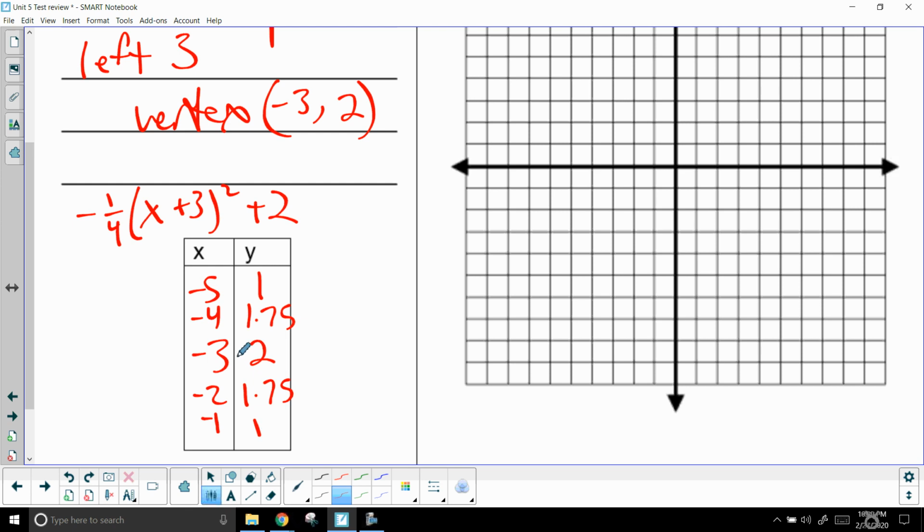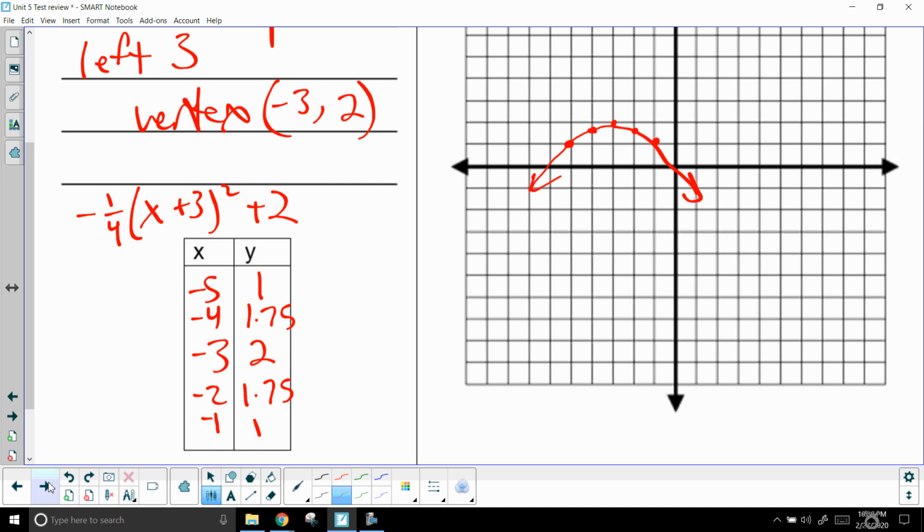So, go ahead and plot those. Negative 5, 1, 2, 3, 4, 5. Up 1. It's just up 1. There we go. Go back 4. 1, 2, 3, 4. Up to 1.75, which is right about there. 3, 2, 1, 2, 3, 1, 2. And then it should be kind of symmetric. And it is. Negative 1, 1, 1. Skadoosh. Let's keep going.